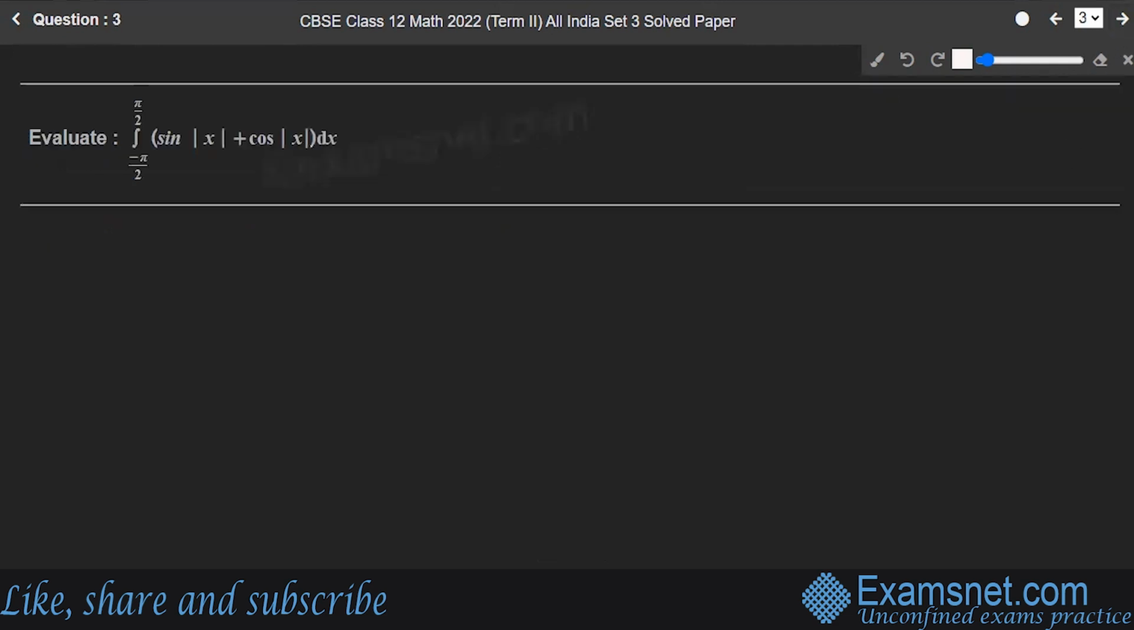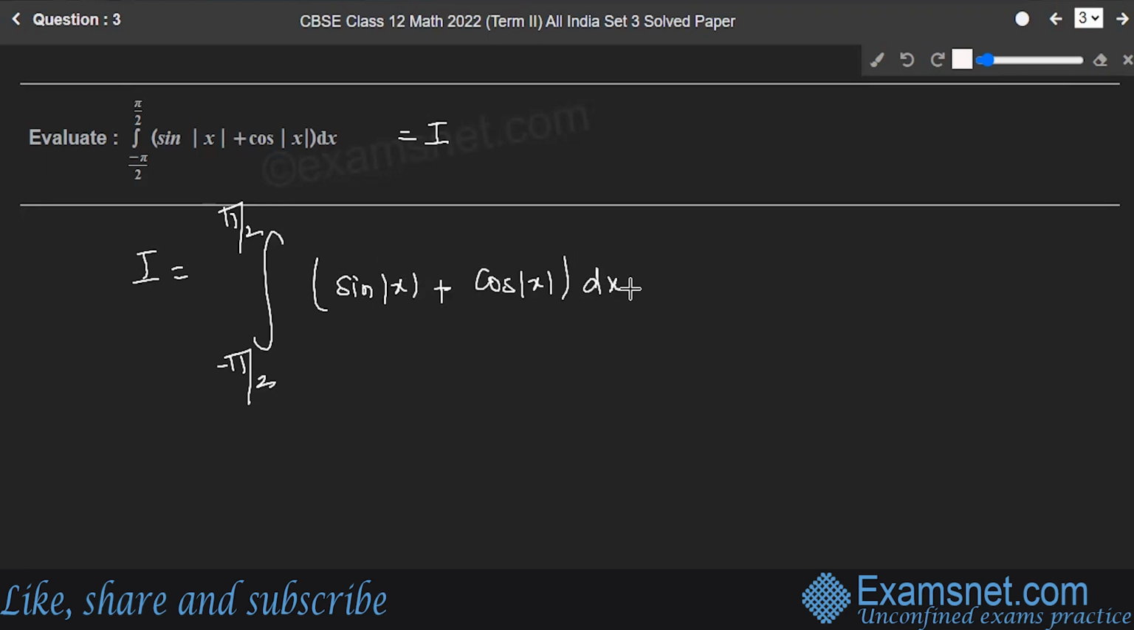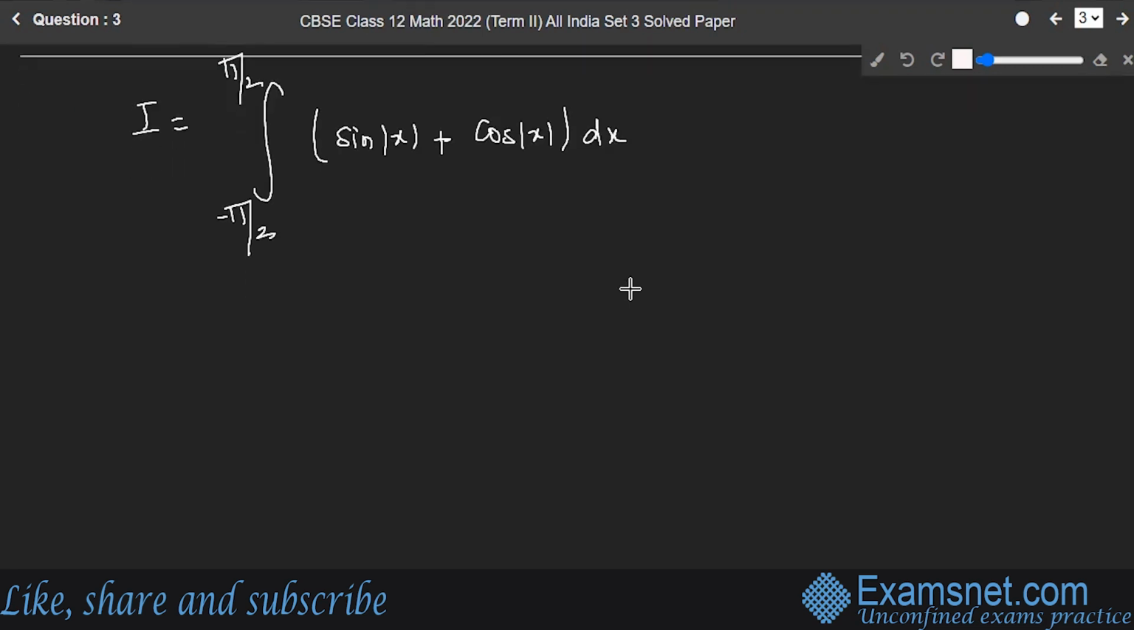Hope you understood that. Let's move to the next question, number 3. Again, a 3 marks question. Now, this is an integral problem. Let's say I is equal to the integral with limits minus pi by 2 to pi by 2 of sine mod of x plus cos mod of x dx. Let's say this is the function f(x). Let's say f(x) is equal to sine of mod x plus cos of mod x.